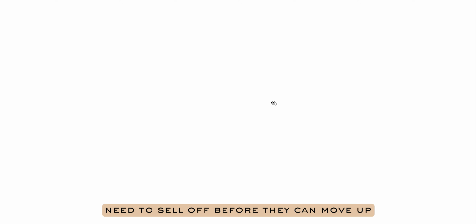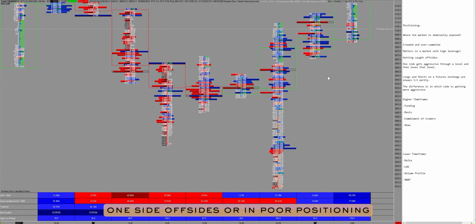So there's this concept that markets need to sell off before they can move up, and markets need to rally before they can move down again. It's because the market constantly needs to capture one side offside or in poor positioning in order to use them as fuel to carry on. So that's what we're talking about when we talk about positioning.